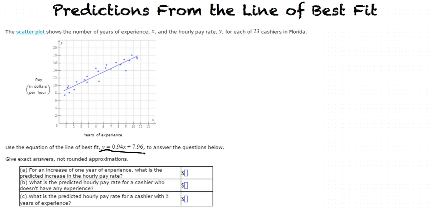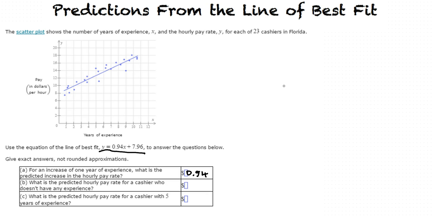For Part A, we want to find the predicted increase in hourly pay rate after 1 year. What does the slope of this graph represent? I think that it is the increase in the hourly pay rate per year, right? Yes, you're right, and if the slope of this line is 0.94, then that means that the hourly pay rate should increase about 94 cents every year, which is the answer to Part A.